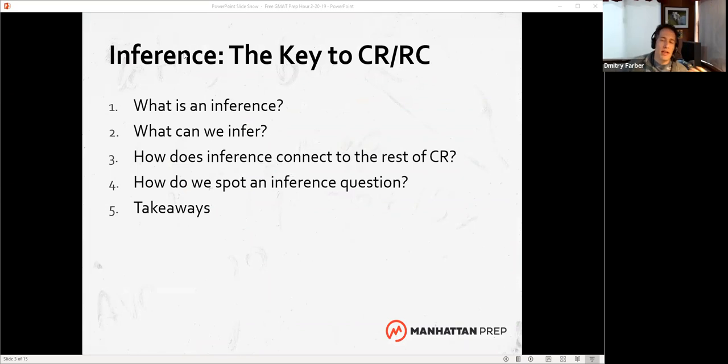It's going to be built into reading comp. Not half, the majority of what you're doing on reading comp is about inference. Hey, I read this passage. Now, what can I pull from that? What can I infer? And if we have time, we might also talk about ways to actually spot when they're asking you for an inference, because sometimes that's not obvious.